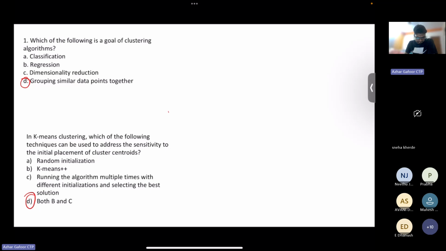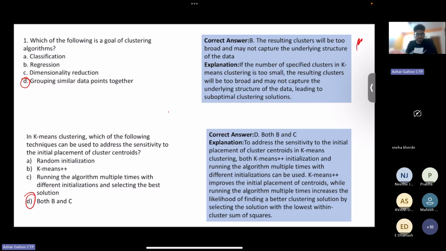So we have the explanation here. You can read the explanation. The correct answer is B.